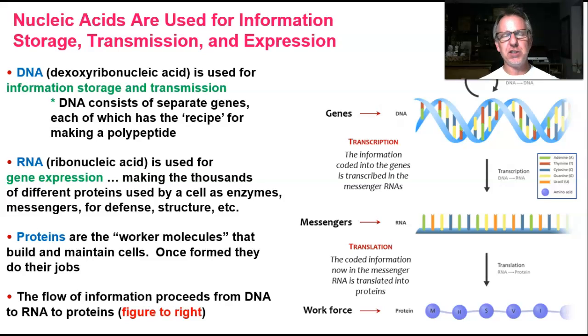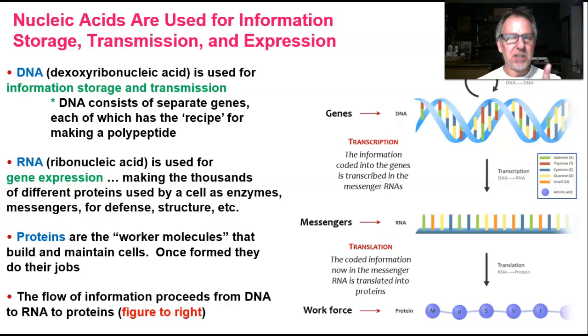Finally, what is this information used for? The information is used to make proteins, and that's what information expression refers to. The information is expressed in the form of proteins, because proteins are the worker molecules of cells. Proteins are the molecules that build and maintain cells.